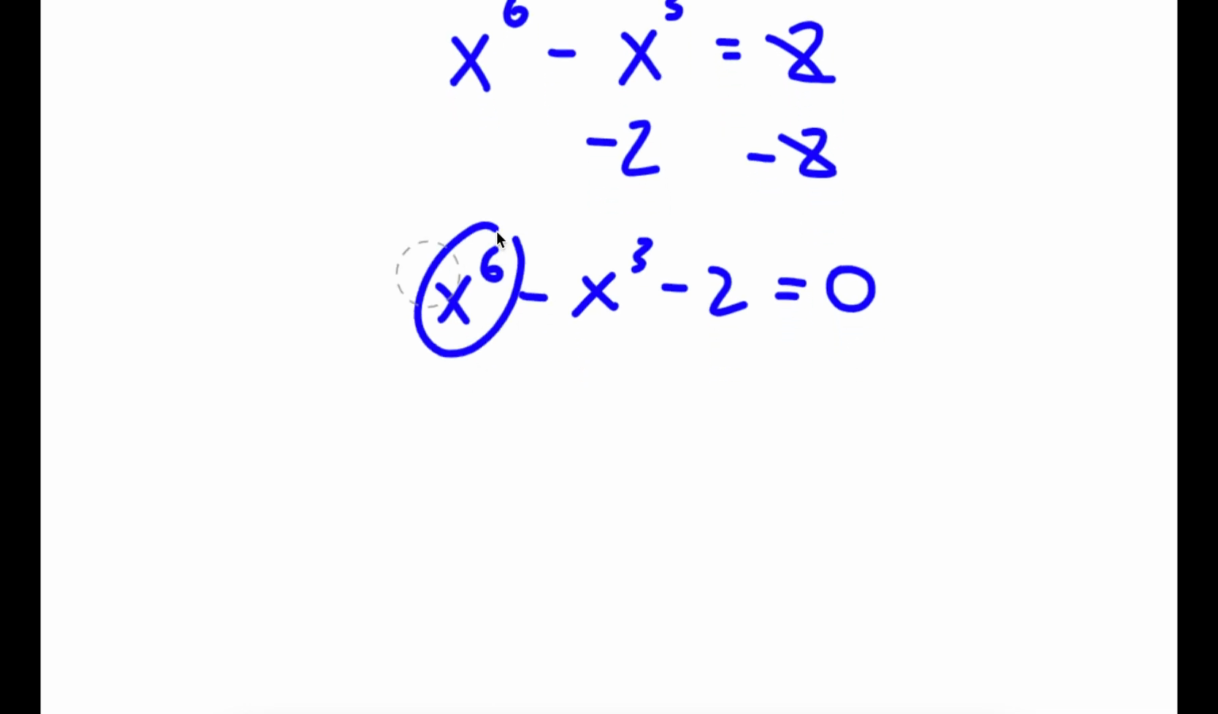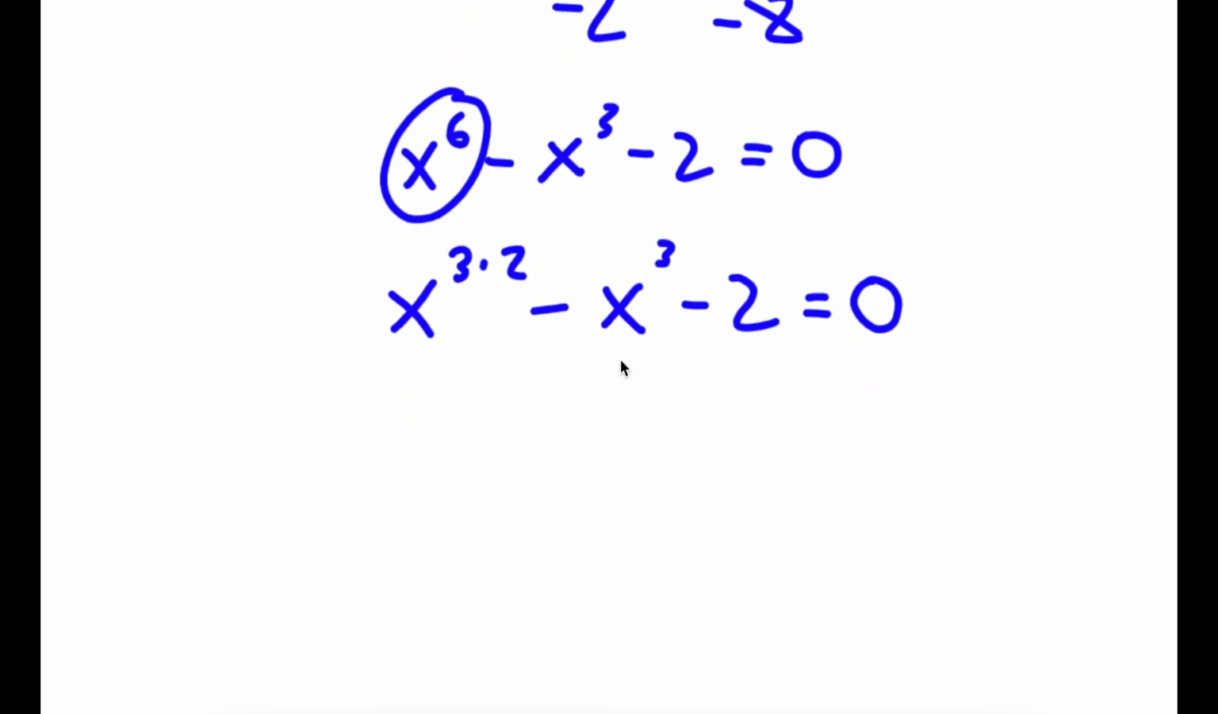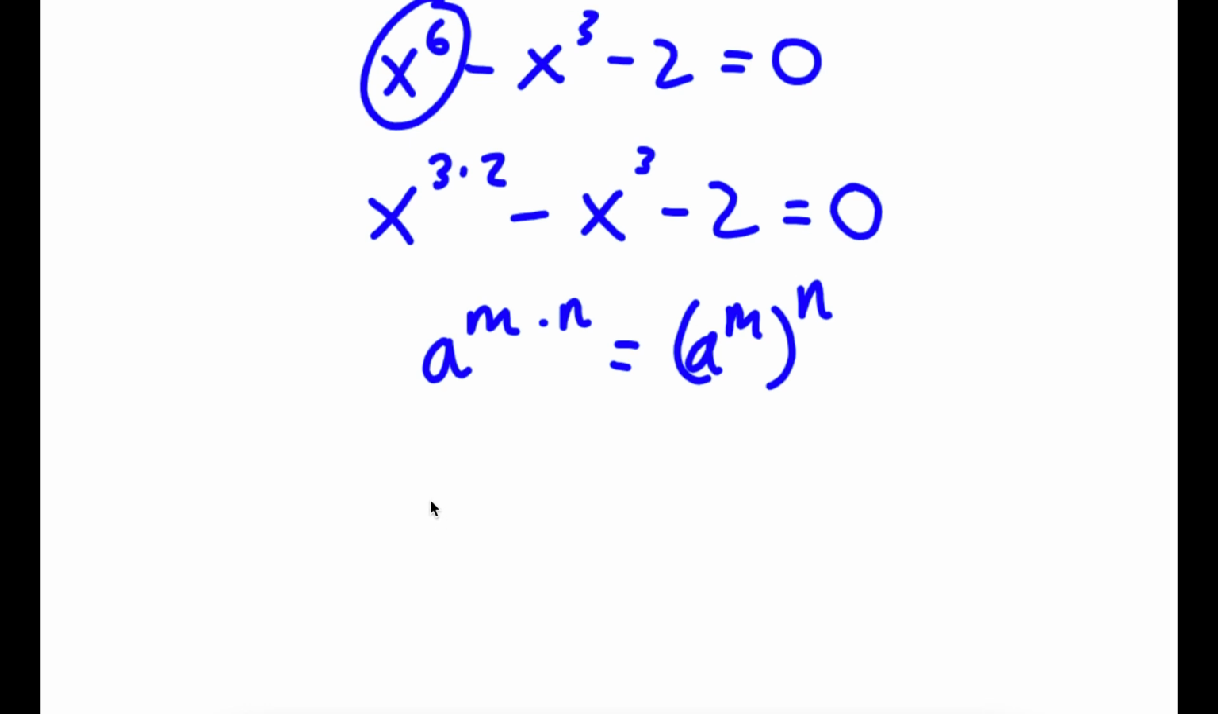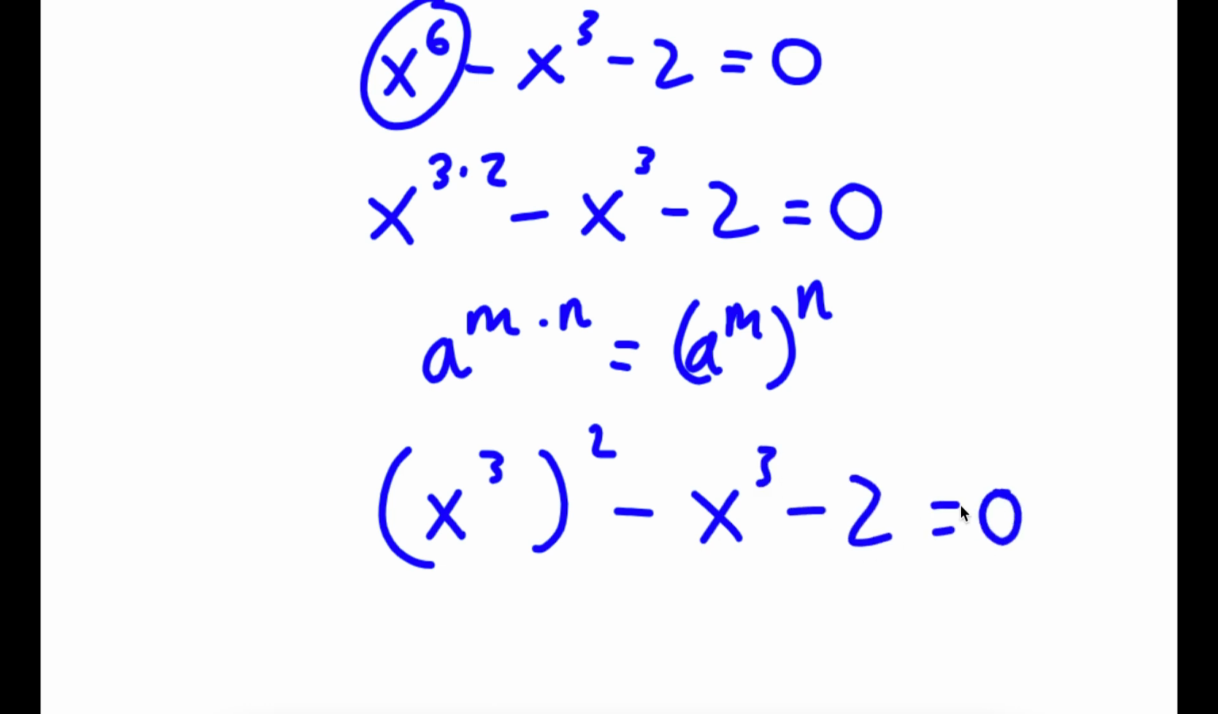Now, I'm going to rewrite x to the power of 6 here as x to the power of 3 times 2. Now I have this minus x to the power of 3 minus 2 is equal to 0. Now, if I have something in the form a to the power of m times n, this is equal to a to the power of m to the power of n. So x to the power of 3 times 2, that's going to equal x to the power of 3 to the power of 2. Now I have this minus x to the power of 3 minus 2 is equal to 0.